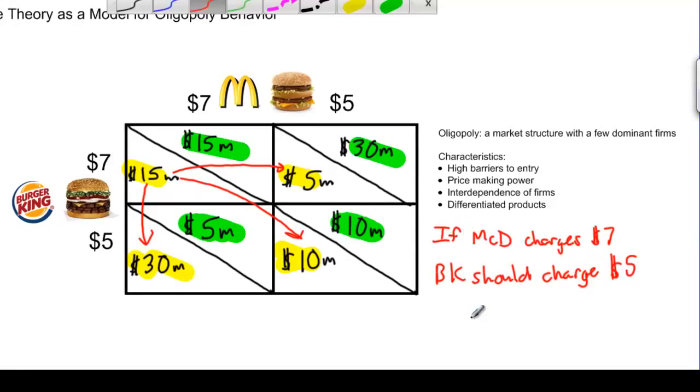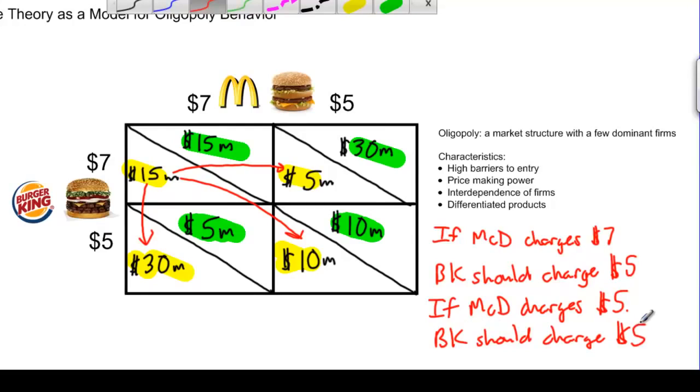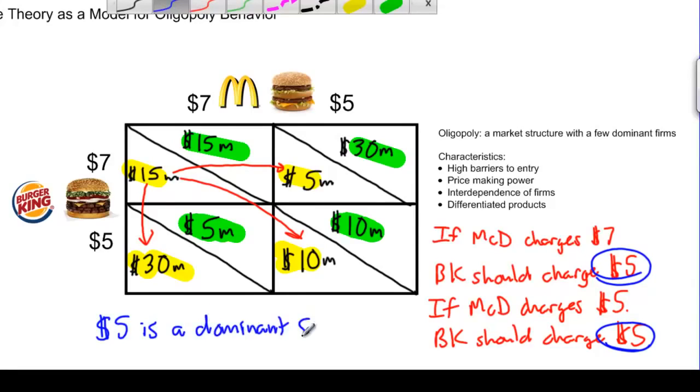So what if McDonald's charges $5? If McDonald's charges $5, Burger King should charge $5. Why is this the case? Well, as we demonstrated in our payoff matrix, by lowering its price to $5 at the same time that McDonald's lowers its price to $5, Burger King prevents its profits from falling from 15 to 5 million. Instead, they only fall from 15 to 10 million. Therefore, Burger King should always charge $5. We can say that $5 is a dominant strategy.